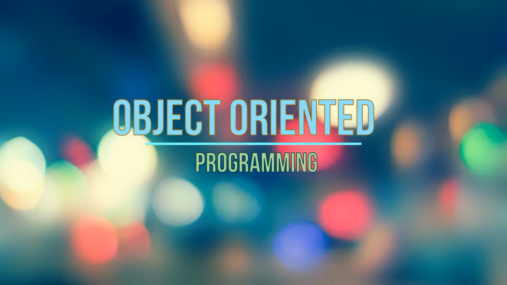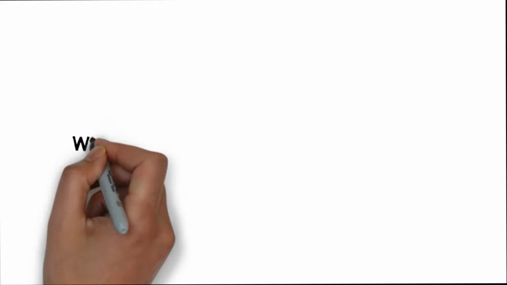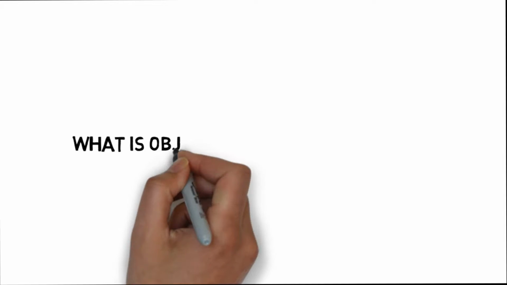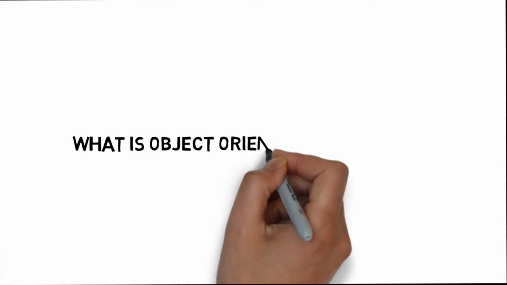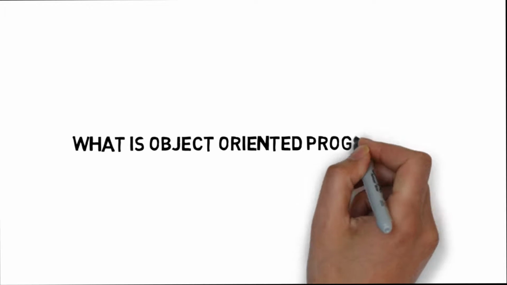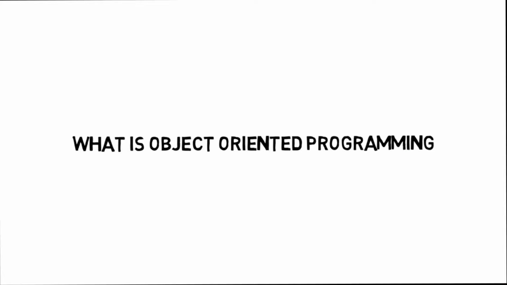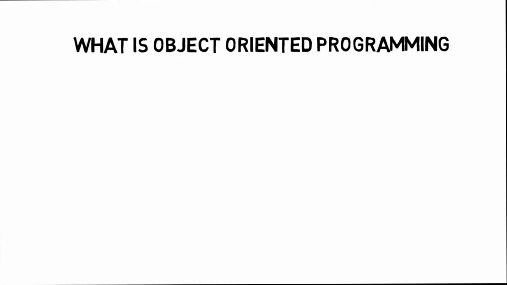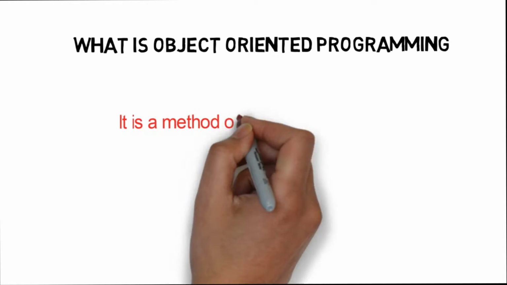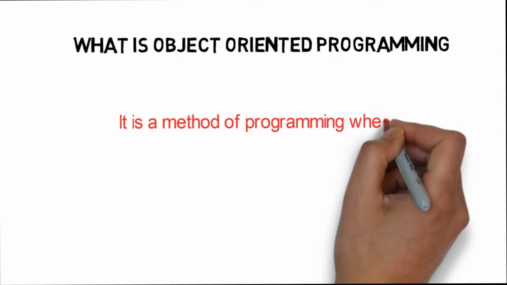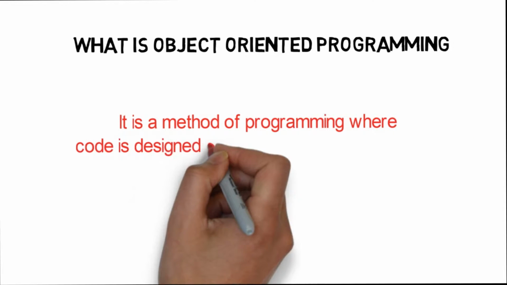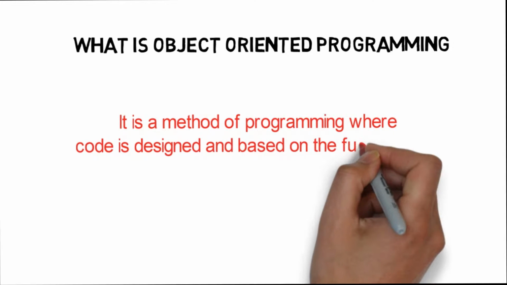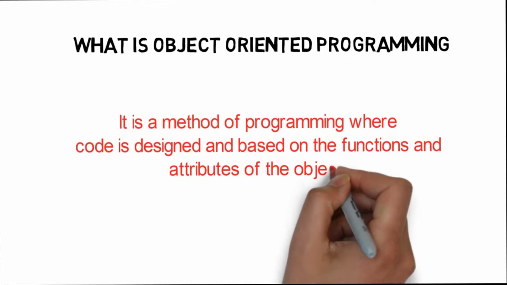What is object-oriented programming? If we have to define object-oriented programming, we can define it like this. It is a method of programming where code is designed and based on functions and attributes of the objects. Do not worry. At the end of this video, you will be able to understand this definition.